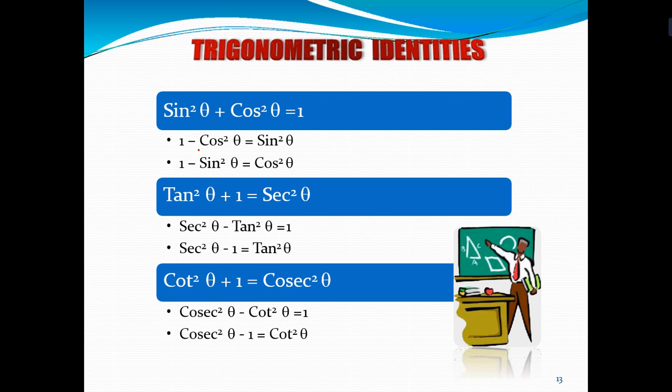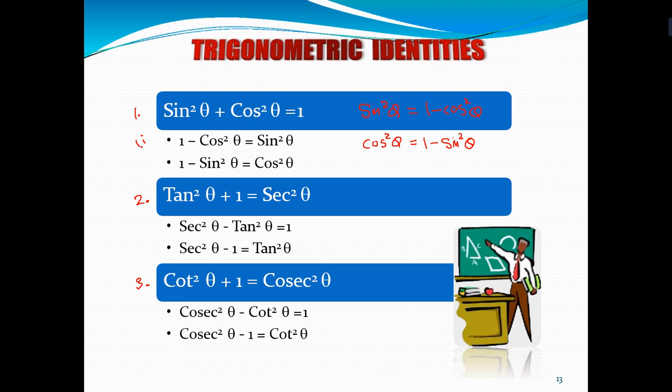From these three results we can get some more results. If I shift cos square from the left hand side to the right hand side, then sin square theta is equal to 1 minus cos square theta. We can use this identity, or cos square theta is equal to 1 minus sin square theta. Same thing, tan square theta is equal to sec square theta minus 1. So we can get two more identities. These are the most important three identities.